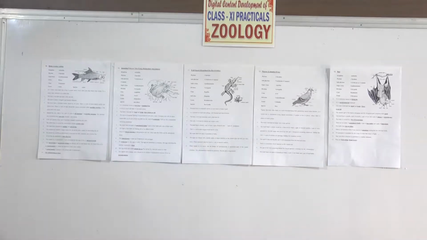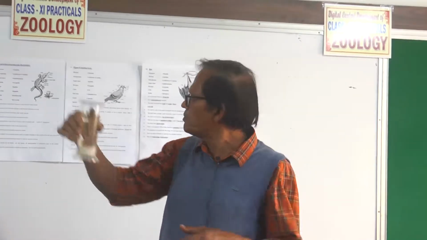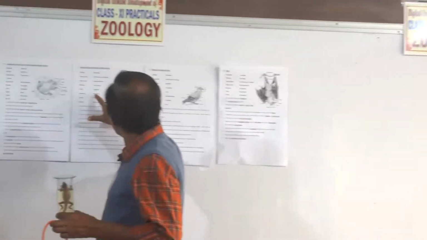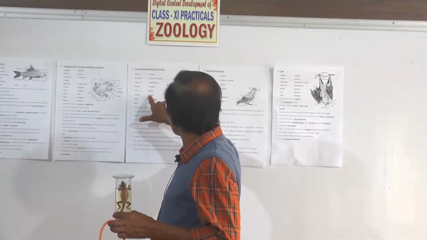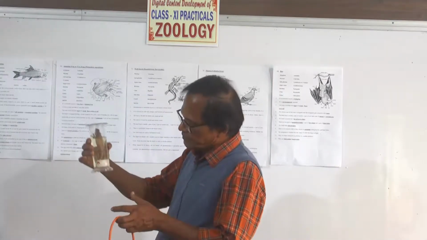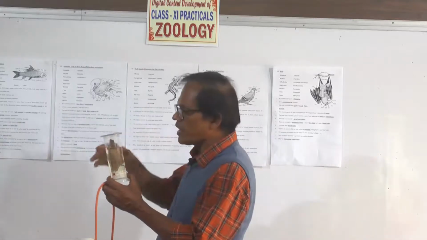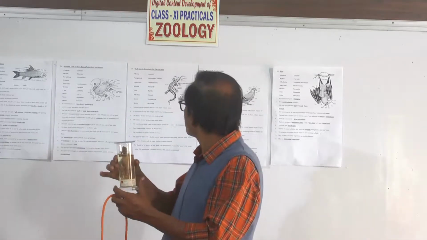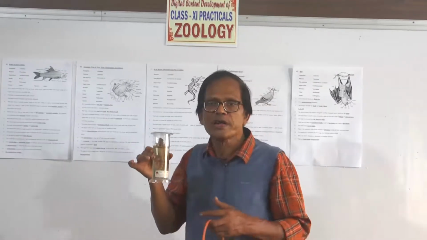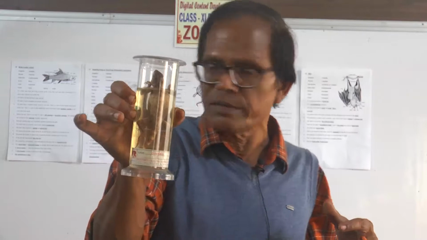Next, we come to the other lizard, that is garden lizard. Classification is similar up to this, up to this Diapsida. Then genus is Calotes and species is Calotes versicolor. This is the animal, you can see. Garden lizard, Calotes versicolor.